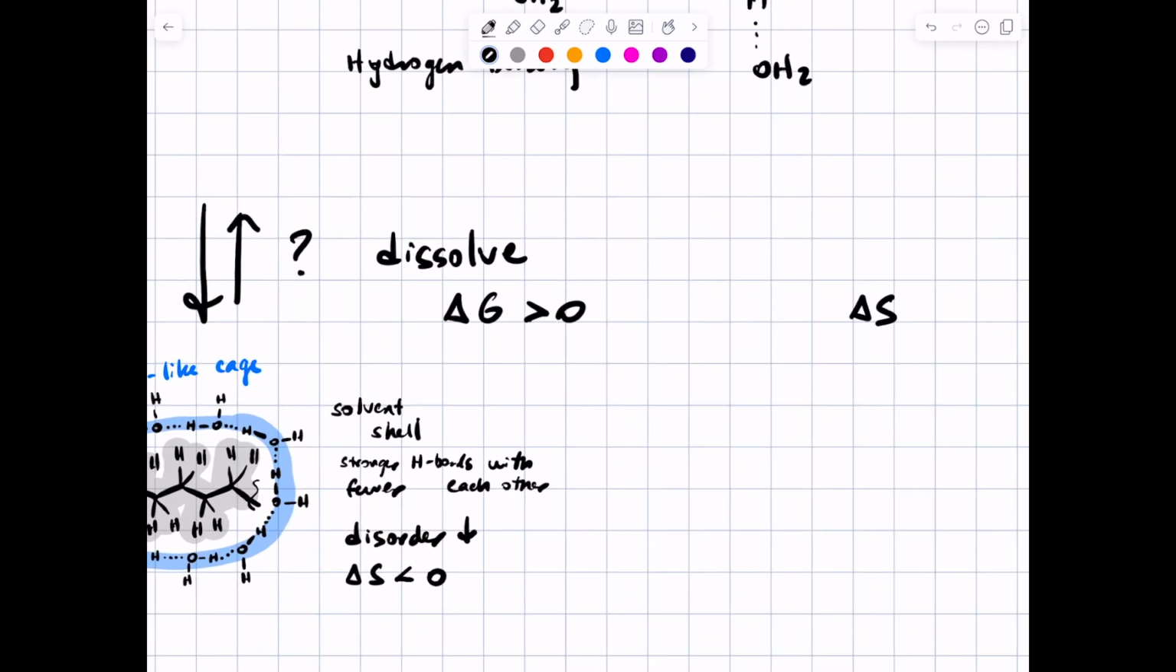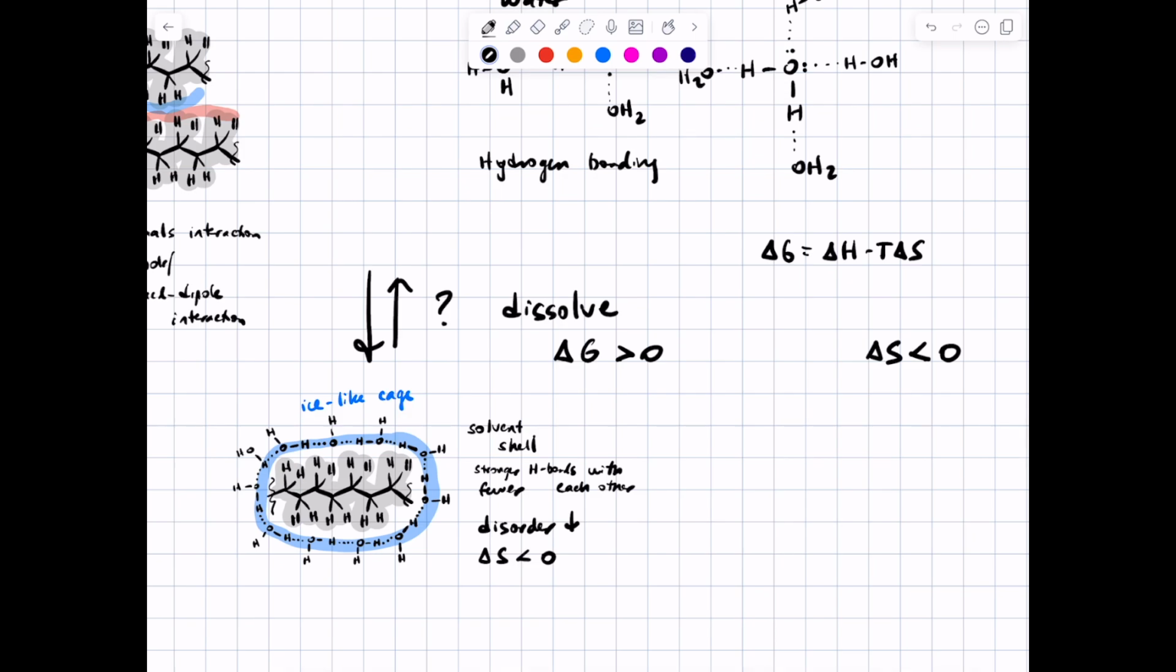Remember, if delta S is less than 0, and delta G equals delta H minus T delta S, then you can see how a negative number here could ultimately lead to a positive delta G.